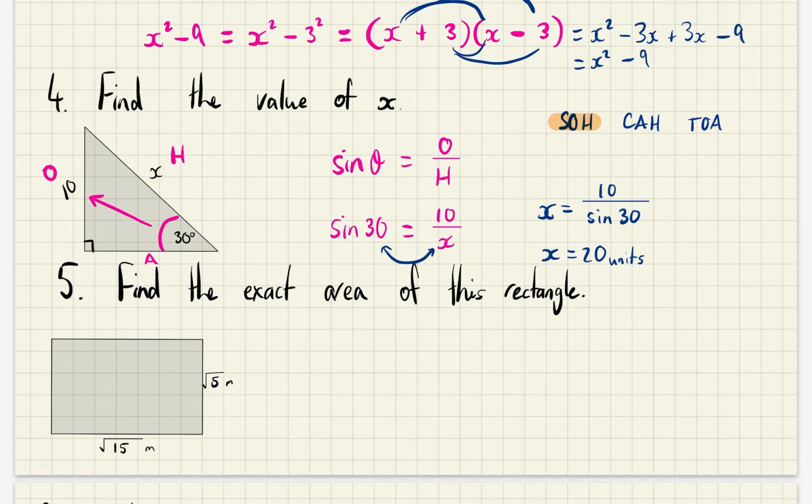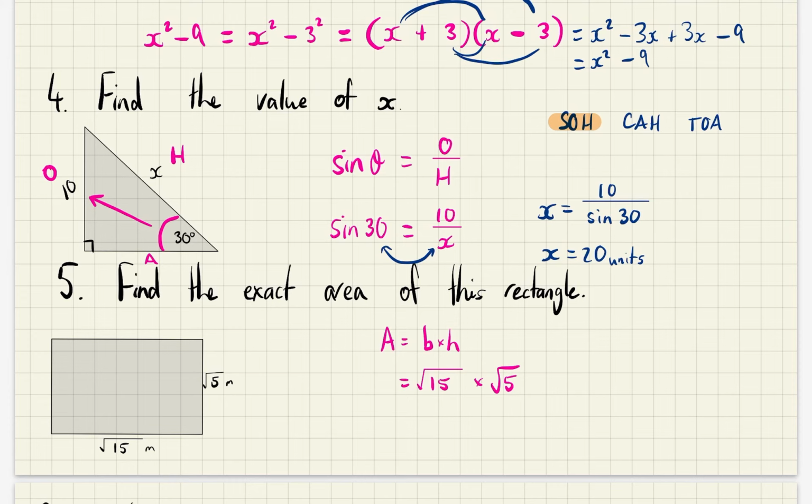Final question, question 5. Find the exact area of this rectangle. So we have a rectangle here and we've got 2 side lengths, but they're surds. That doesn't really change how we solve it though. So the area is equal to base times height. All right. Now the base, in this case, is root 15 times root 5.